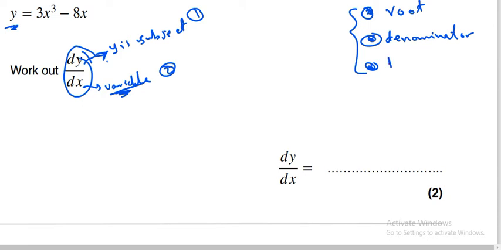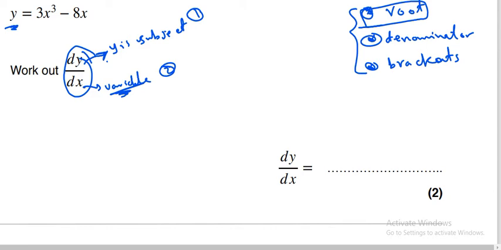Third, brackets. If we have brackets and inside the bracket the variable x, we have to expand the brackets. So not all roots should be removed. If the variable x is inside the root, we have to remove the root. If inside the root there is only a number or any constant, we don't have to remove it. The same with the denominator, the same with the bracket.